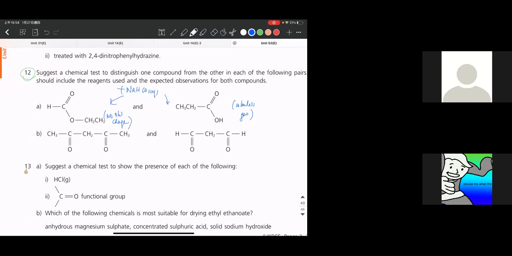I don't know if it's fire embrace or not. Why? Now take a look on this. It is carboxylic acid. But this one is very tricky, isn't it? It's an ester. Can you see that it's not an ester? HCOO is an ester, ethyl methanoate, on the left-hand side. But for the right-hand side, it is propanoic acid.